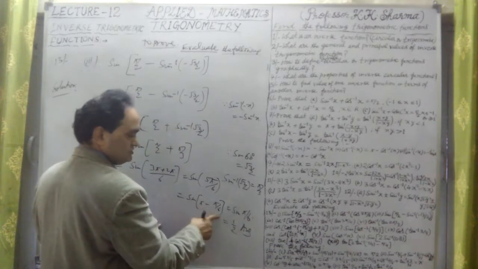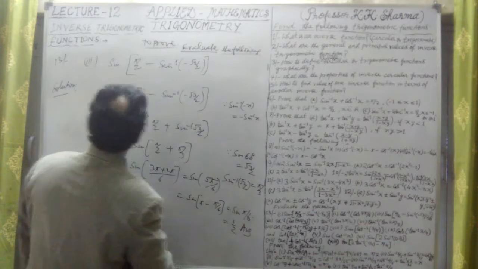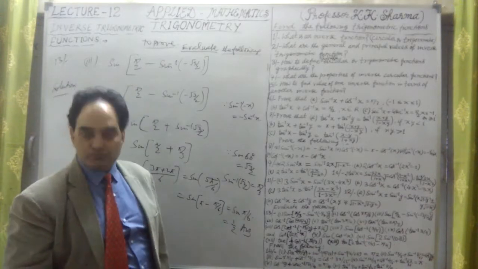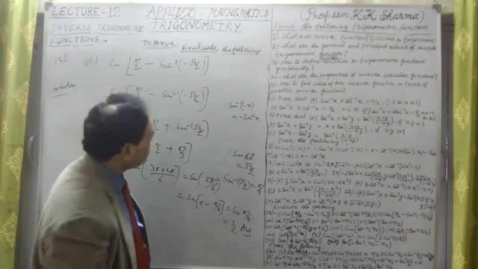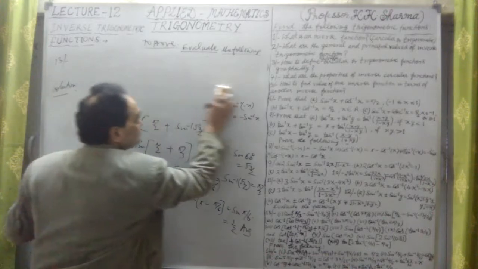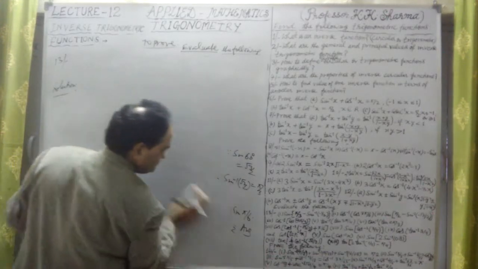The difference of this, 6 pi minus pi, is 5 pi by 6. Okay, so this is the third part of the question. The answer is 1 by 2 for part 3 of question 30. Let me take part 4 of this and the other questions also.